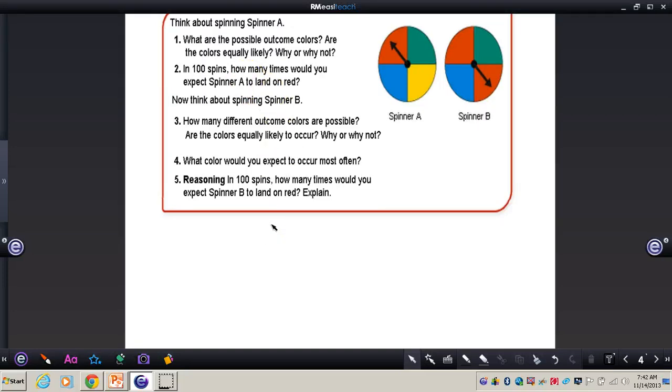Now here's another question, kind of like question 2 at the top. In 100 spins, how many times would you expect spinner B to land on red? Okay, and we could say that we could expect spinner B to land on red about 50 times. Okay, because that's 2 out of 4 chances are red. Okay, so half the spins would most likely land on red. May not be exact, okay, but we could say that in 100 spins, about 50 times should land on red, and it's most likely that it would be a greater number than any of the other colors. So let's take a look at some more examples.